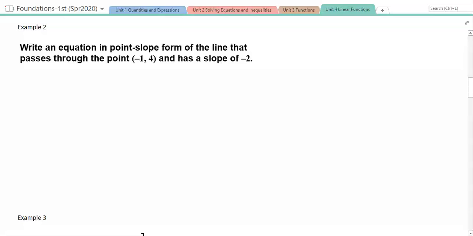All right, I hope you paused it. So let's look at this problem. So this is our x sub 1, this is our y sub 1, and this is our m, because we're plugging into what form? Point slope. And so y minus y sub 1 is equal to m times x minus x sub 1. And so I'm going to plug in everything that I'm given.